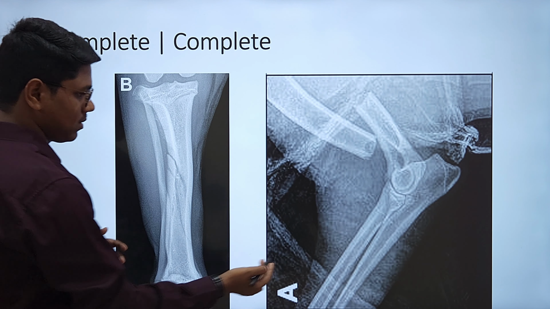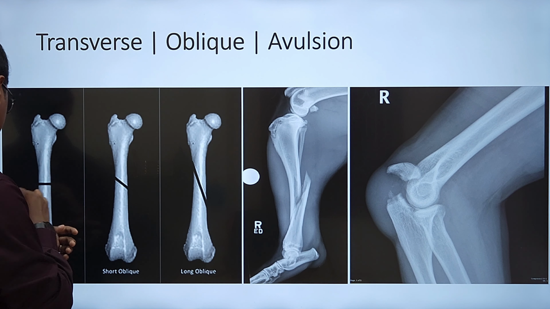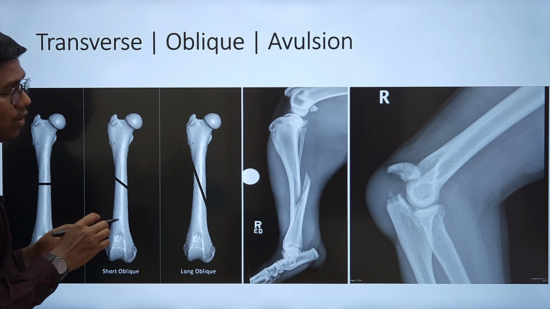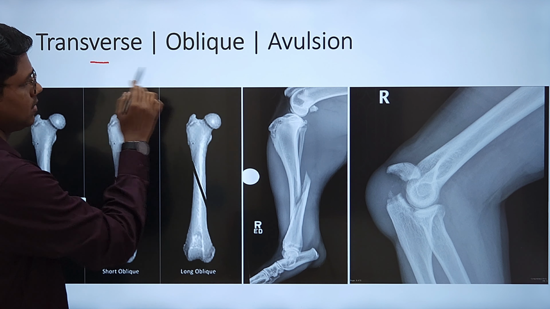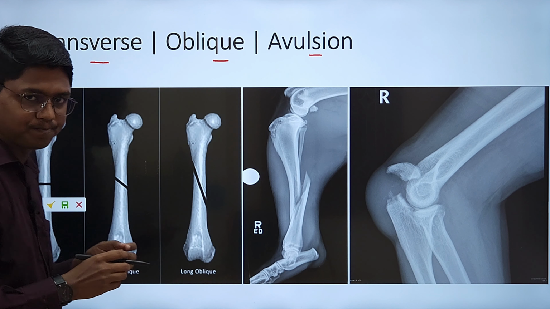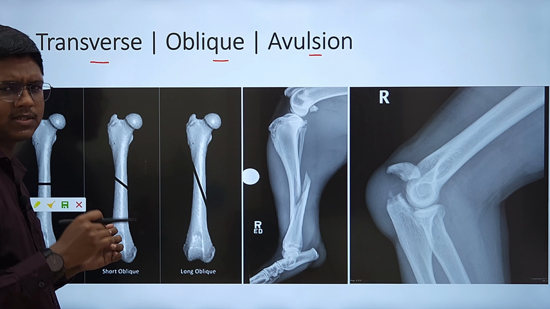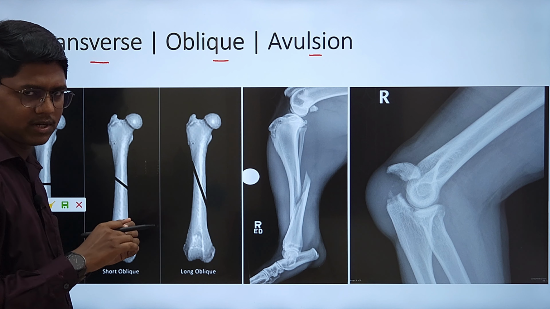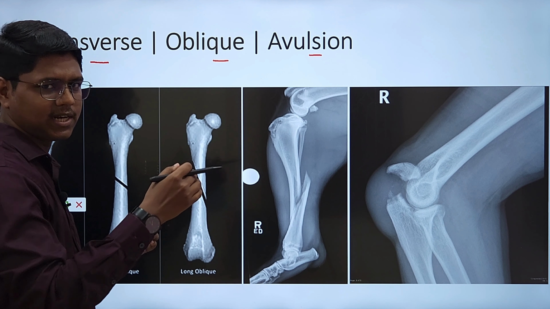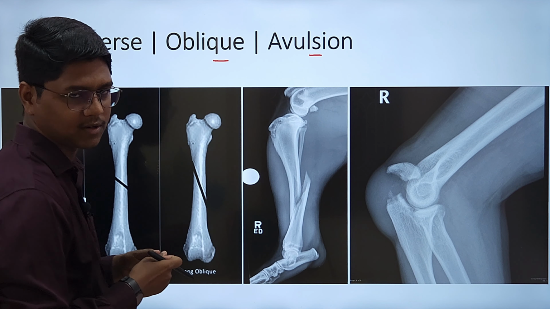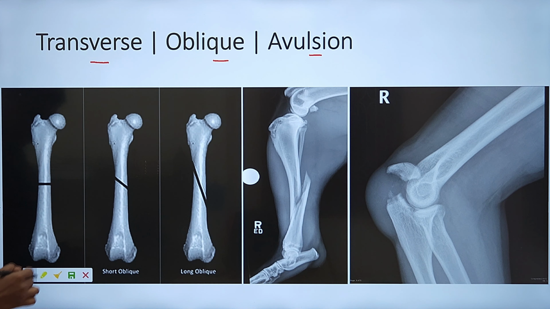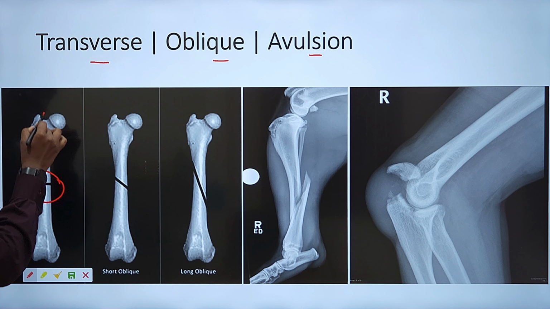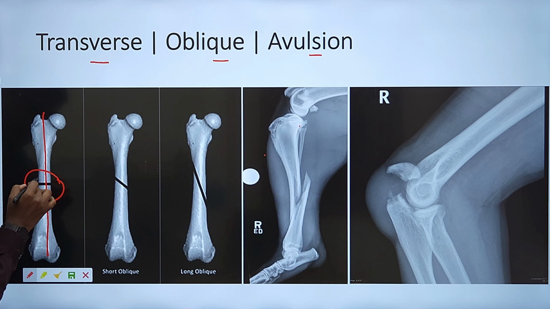Next, this fracture line classification can be subclassified depending on the angle of the fracture line. It can be transverse, oblique or avulsion fracture. Although avulsion fracture technically does not come under the fracture line, for your better understanding it is included here. You can write it in exams also, no worries. So the first one is the transverse fracture. This is a transverse fracture when the fracture line is completely perpendicular to the axis.